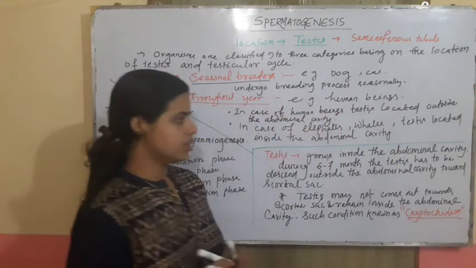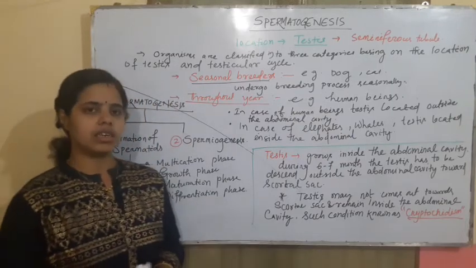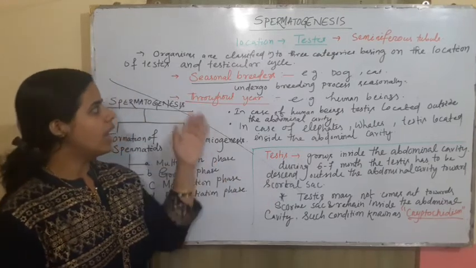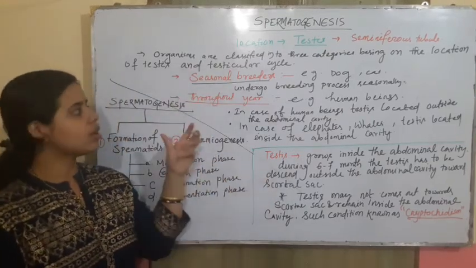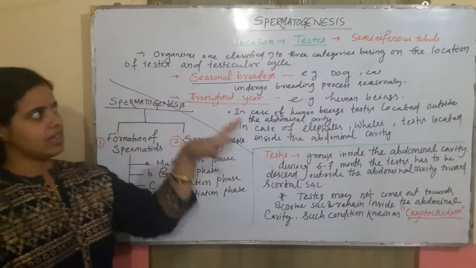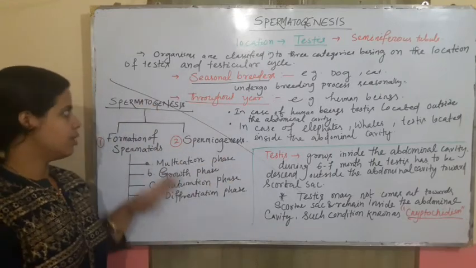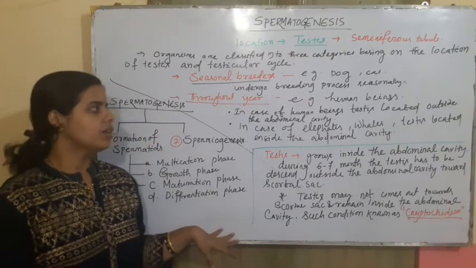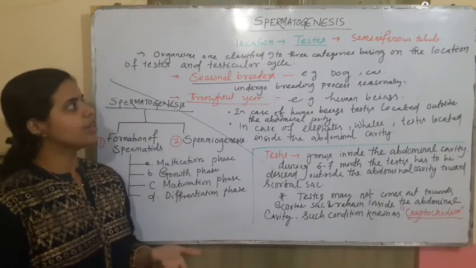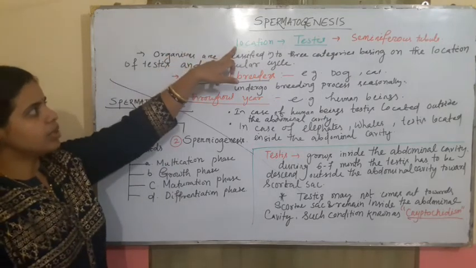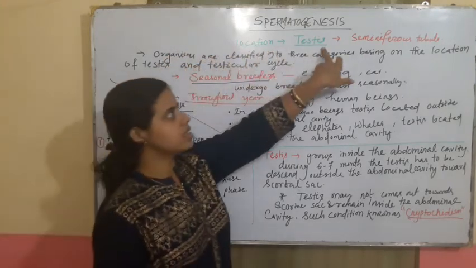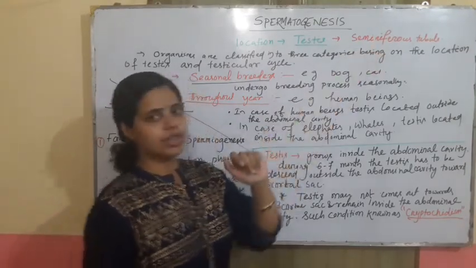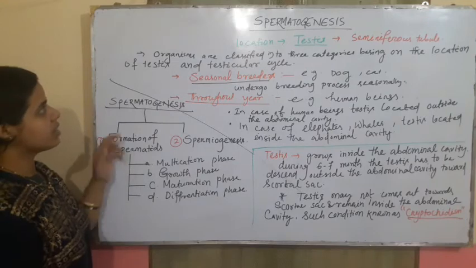Okay, so this is all about the testis location, and we'll discuss in detail how the spermatogenesis process exactly takes place in the seminiferous tubules. This is about the introduction. Again, a quick recap: for the spermatogenesis process, the exact location is the testis, and more exactly the seminiferous tubule, which is present inside the testis.